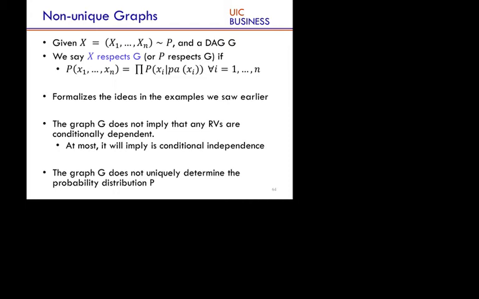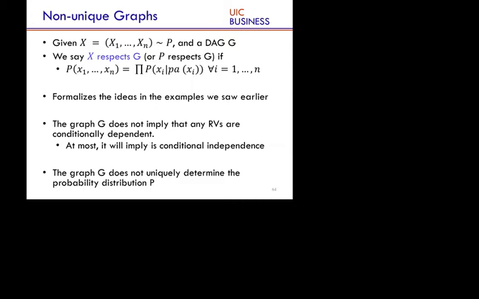So the graph G does not imply that these random variables are conditionally dependent. What we'll see in the subsequent slides is that the graph is only trying to capture one type of domain knowledge, which is conditional independence, and we'll see how it does that. And the graph G also does not uniquely determine any probability distribution P. We'll see that right now.